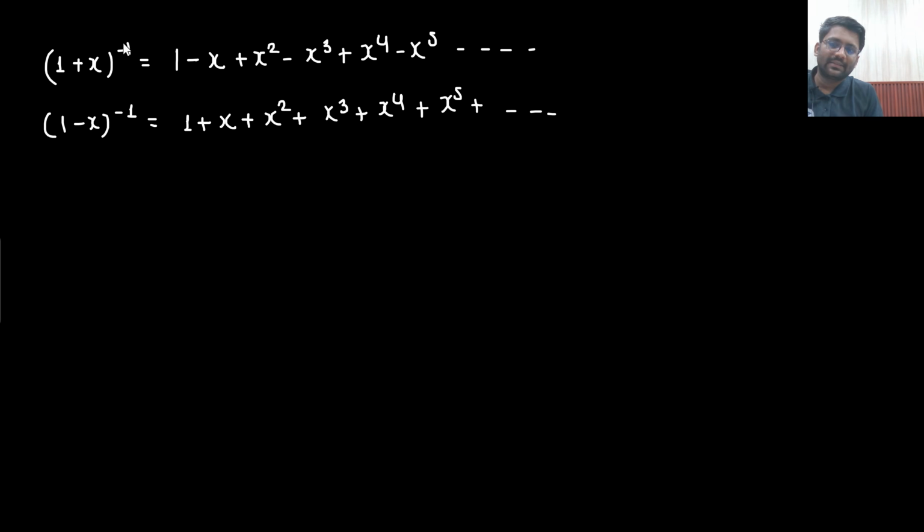Technique to remember: this minus sign will come inside. So 1 minus x. Plus minus will be followed: plus minus plus minus plus minus and so on. Understandable? So this minus 1 comes inside, so plus minus will be followed. So this becomes 1 plus x.